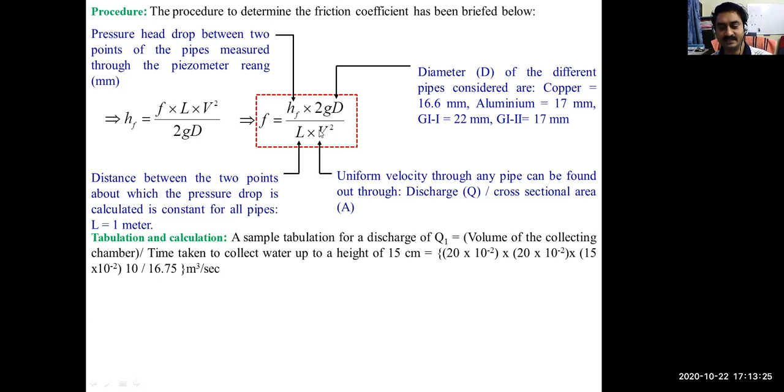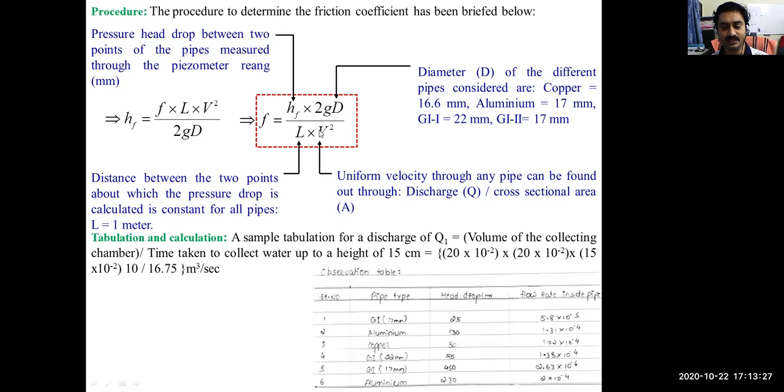This table has been taken from one of your seniors. You could see these are the pipes. Actually, there are 4 pipes, but I don't know, he might have used a different setup. For the present setup in the laboratory, there are 4 pipes only: GI pipe, aluminum pipe, copper pipe, and GI2 pipe. You could see the head drops. These head drops are nothing but this HF, which he is calculating for each individual pipe.